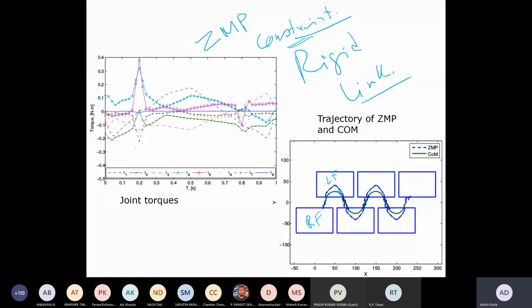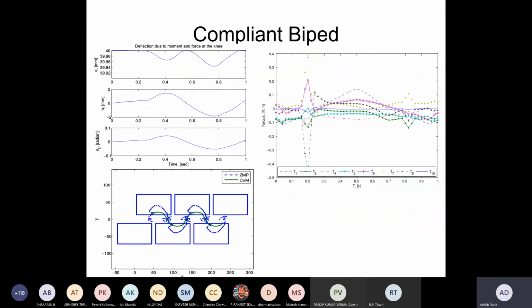So when the GA is being run, the objective function is the work done, and the constraint is the zero moment point. Whenever it violates the constraint, that trajectory is rejected automatically. So these are all feasible trajectories. This is an optimal feasible trajectory.